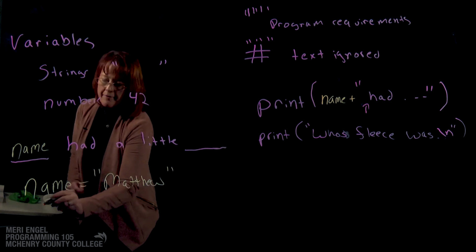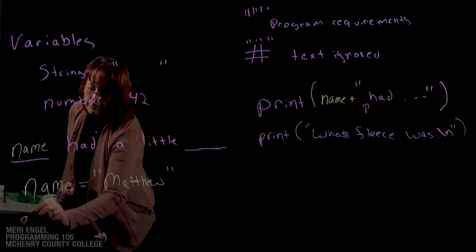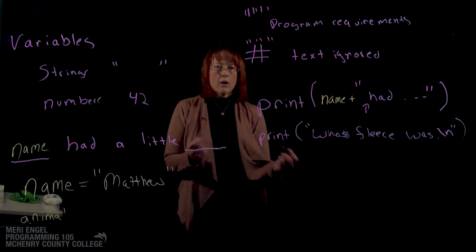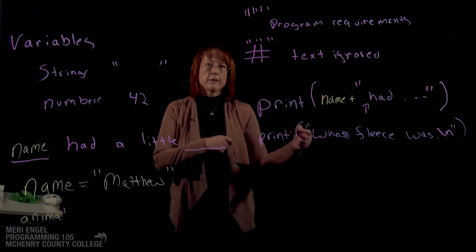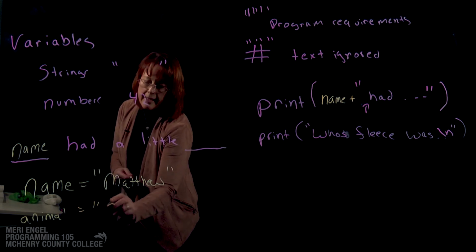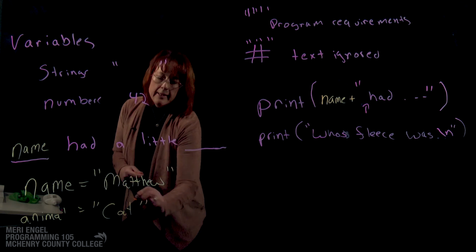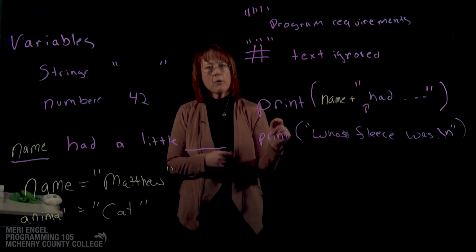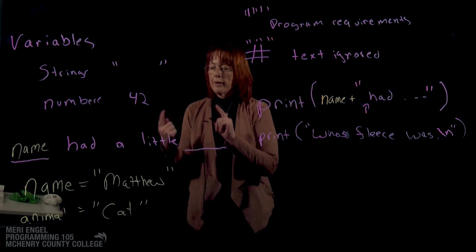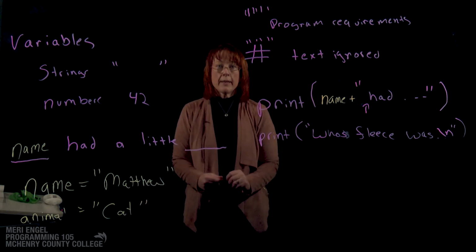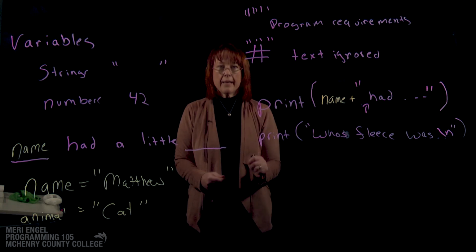We would also have animal. So in our poem, it's Mary had a little lamb. So we're going to have animal equal to cat. And every place that we would have used lamb in the poem, we're going to refer to animal. And since this is what's stored in the animal location, it will display as cat.